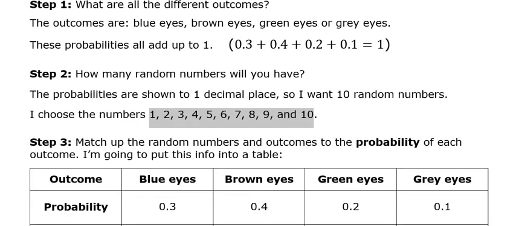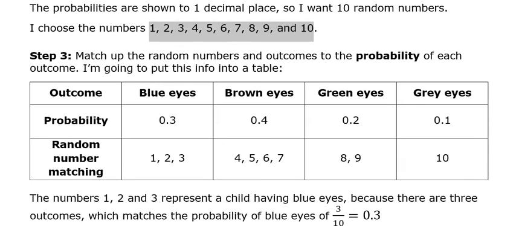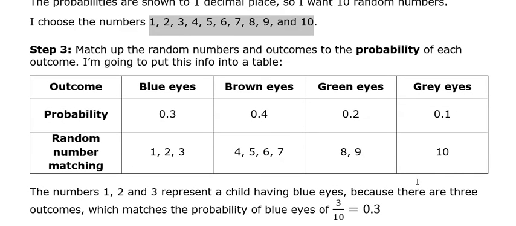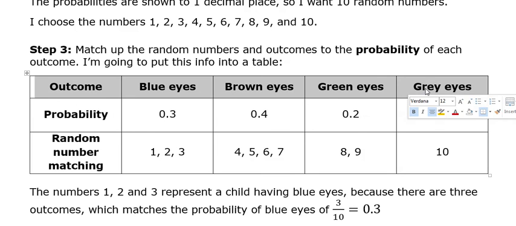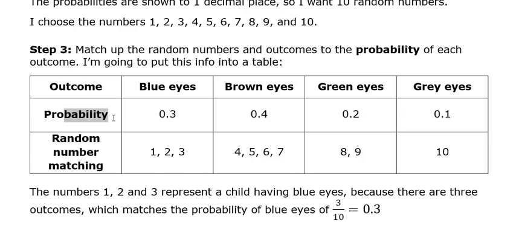My third step is now I'm going to match up those numbers and the outcomes to the probability, and I'm going to put it together in this table. So I've got my 4 outcomes along the top here: my blue eyes, my brown eyes, my green eyes, and my grey eyes. The probabilities, I've just got those from the paragraph above. So chance of blue eyes was 0.3, chance of brown eyes 0.4, chance of green eyes 0.2, and chance of grey eyes 0.1.